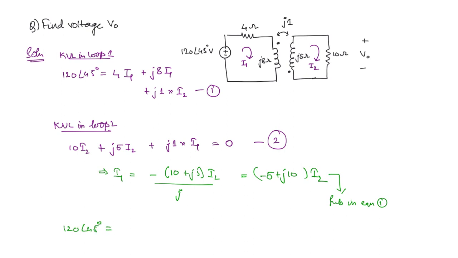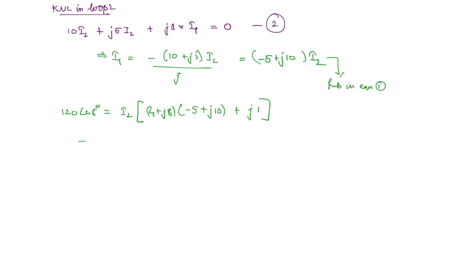120 angle 45 degrees is equal to I2 you can take out common, 4 plus j8 times I1, instead of I1 you will write minus 5 plus j10, I2 is anyways outside, plus j1. I2 you will get as approximately 1.2 angle minus 45 degrees. Therefore the output voltage V0 you are going to get 10 times I2, which is 12 angle minus 45 degree volt. So this is how you have to write the equations when there is a mutual inductance in the question.